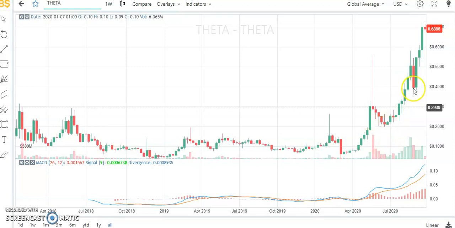So now Theta is going parabolic, and I expect to see some long white candles with a huge increase in terms of amplitude. So we should see something like that, even higher. Okay, so I do believe we're going to hit 1 US dollar over the next weeks.